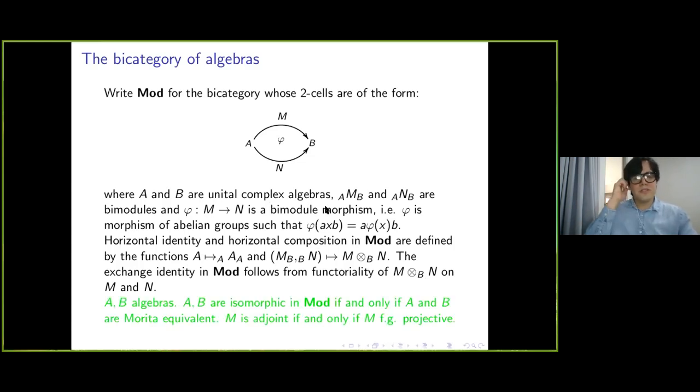So this is a classic object, and it's also very smart. It codifies Morita equivalence. You can find isomorphisms in a bicategory, and two algebras are isomorphic in this bicategory if and only if they're Morita equivalent. And you can define adjoints in a bicategory. A bimodule is adjoint if and only if it's finitely generated and projective. So this bicategory has a lot of information on the way we think of representations of algebras.